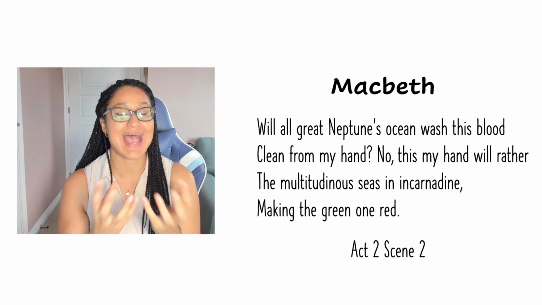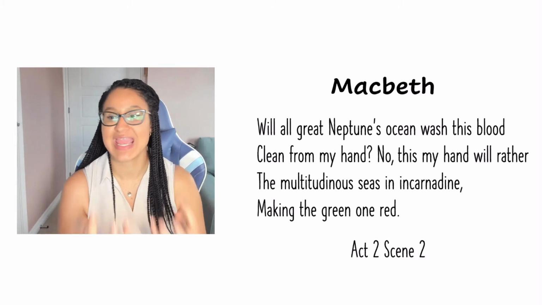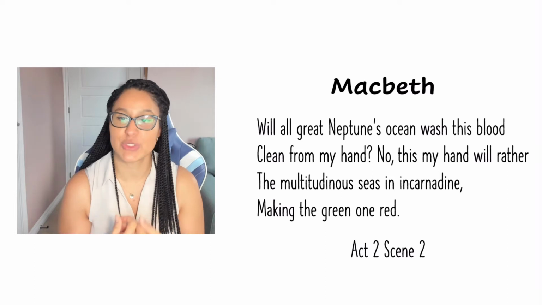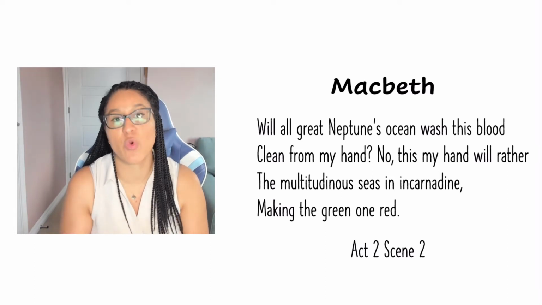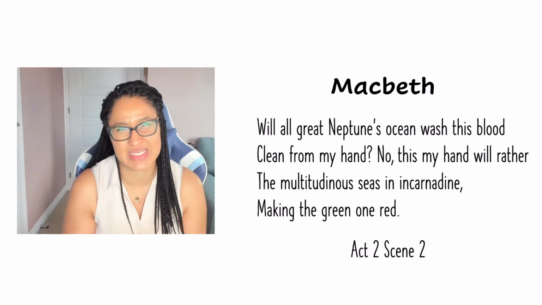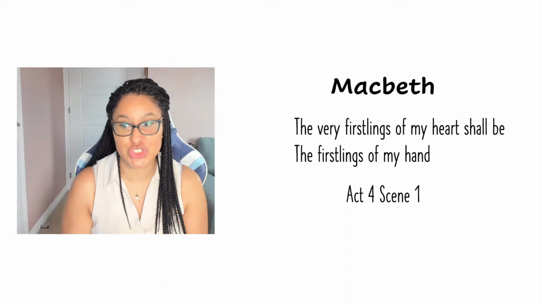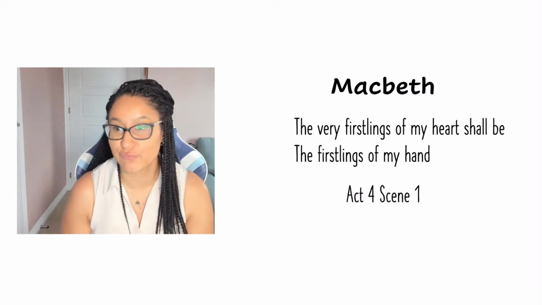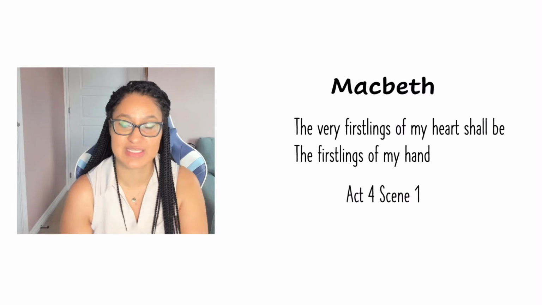But also his hands represent the personal actions he has taken. It's like his responsibility. So he feels like he will never be able to stop feeling guilty for what he has done with his own two hands. And we can contrast that image with what he then says in Act 4, Scene 1. "The very firstlings of my heart shall be the firstlings of my hand."